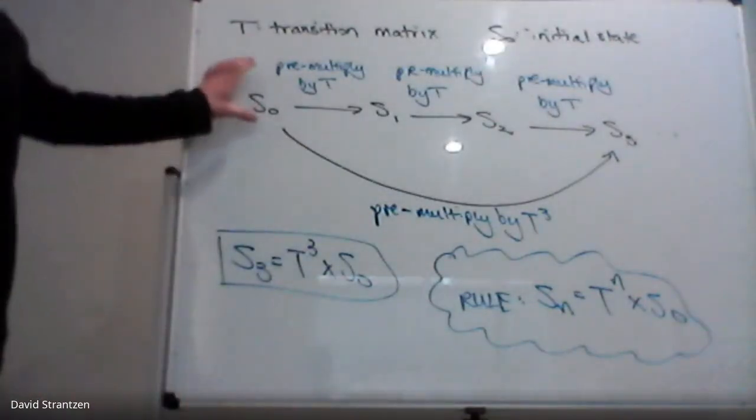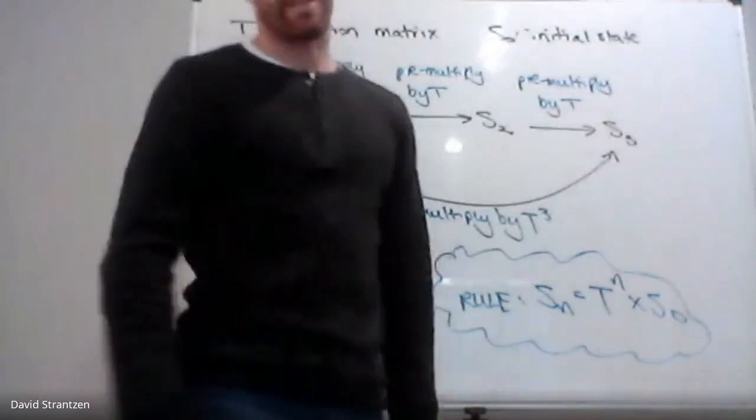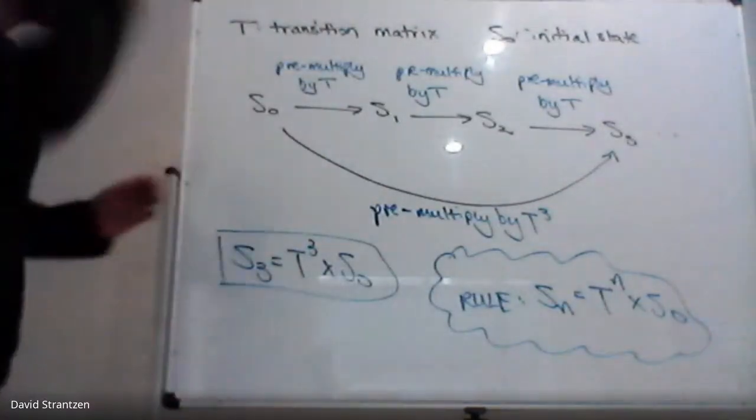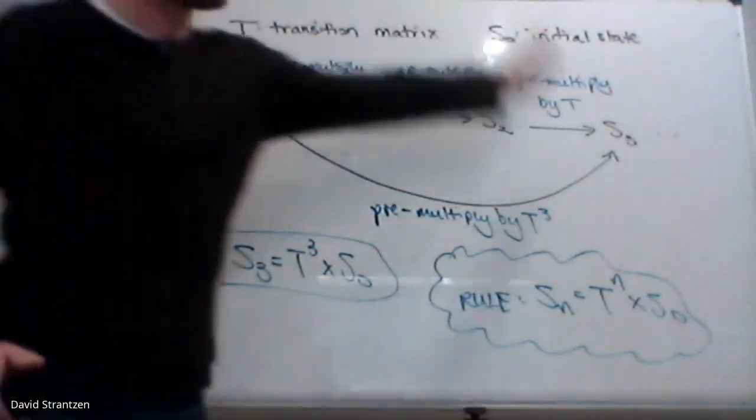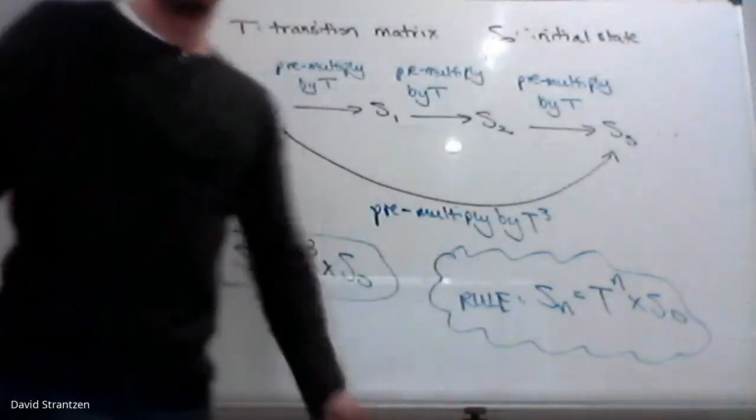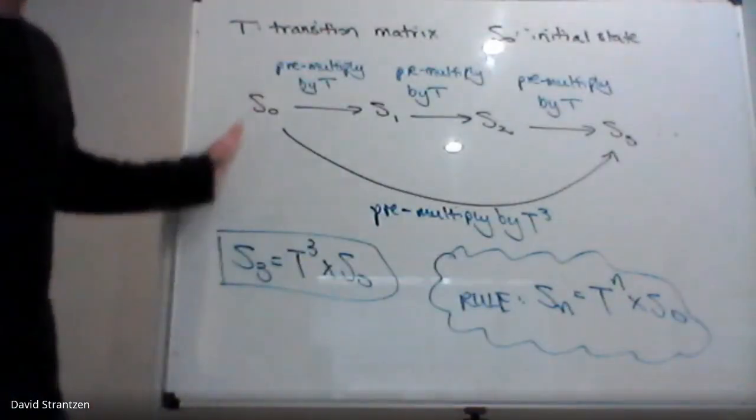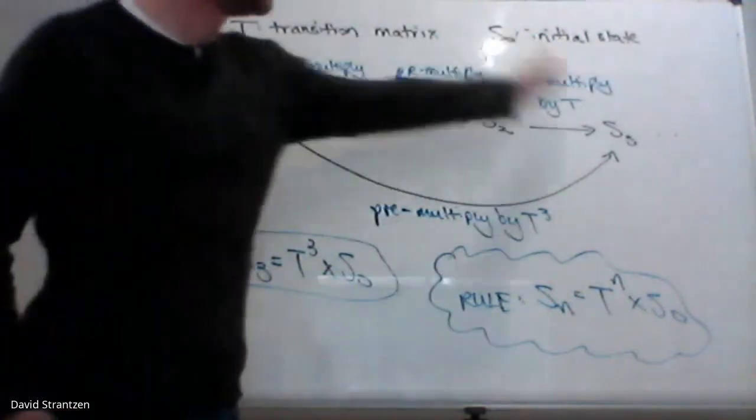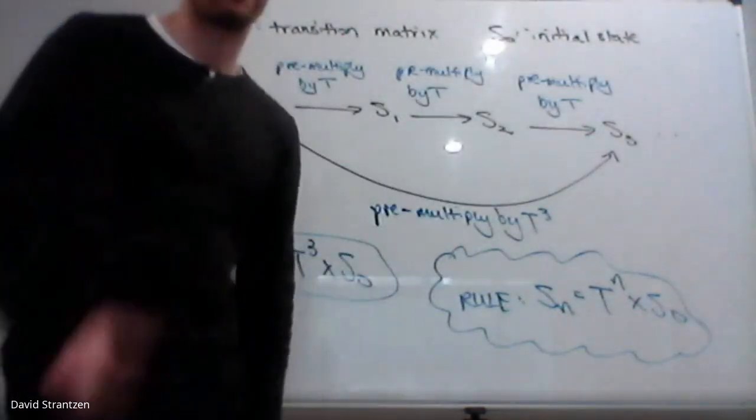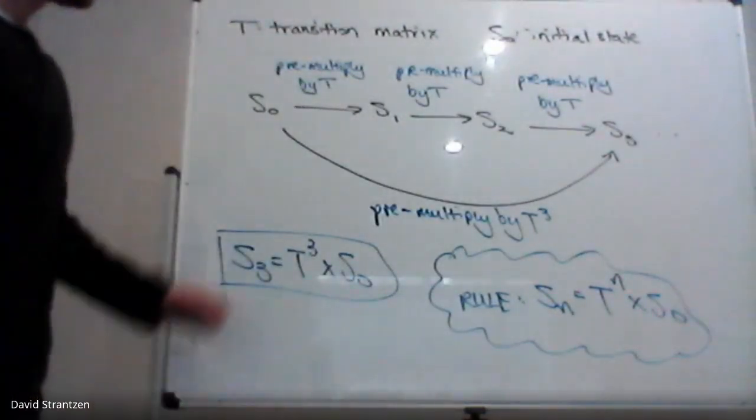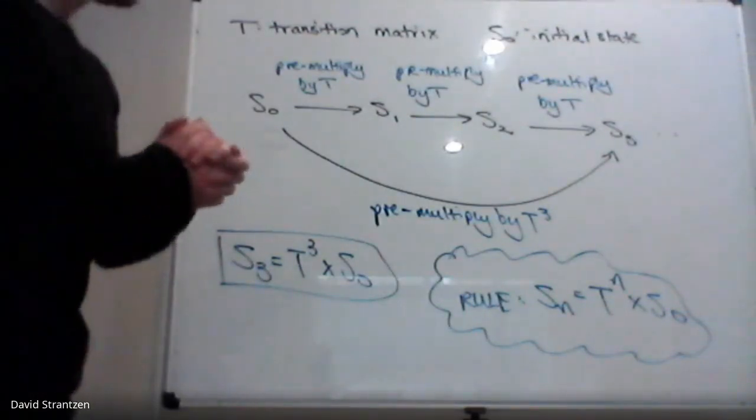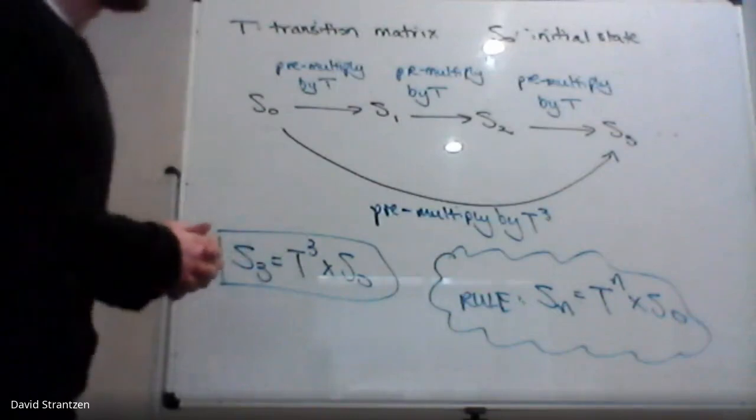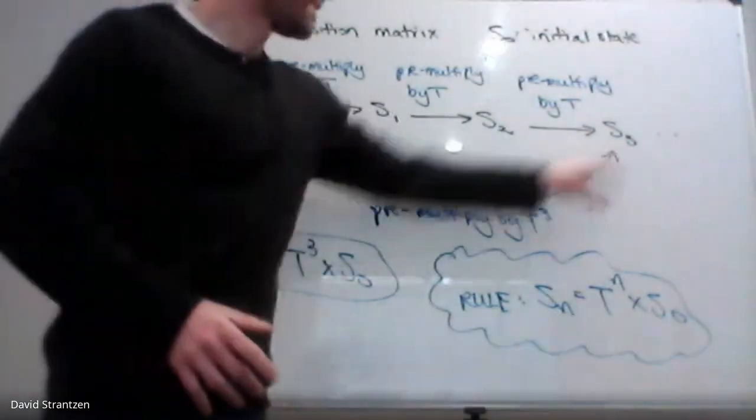Now, let's say that I want to jump from S0 all the way to S3. Then what we can do is instead of pre-multiplying one at a time, I can pre-multiply by T to the power of 3, because it's like T times T times T, and T times T times T is T to the power of 3. This is similar to what we did when we were working out our rules for geometric growth. We're pre-multiplying by T to the power of 3.